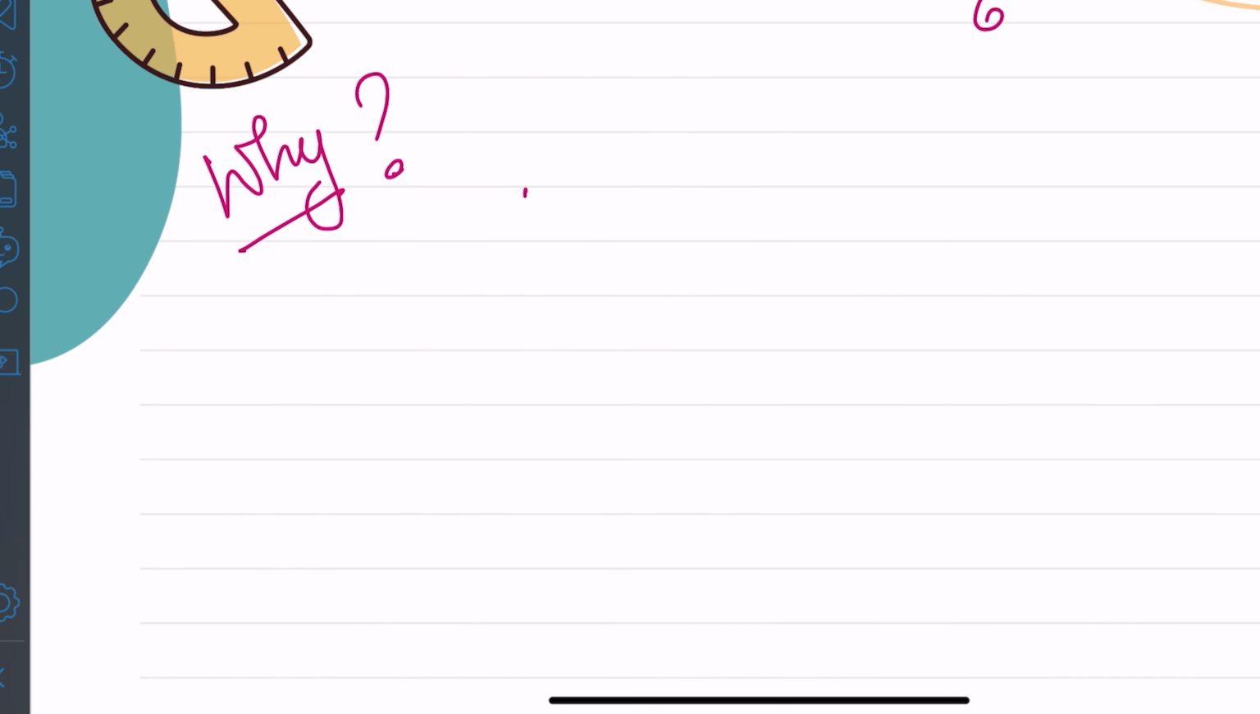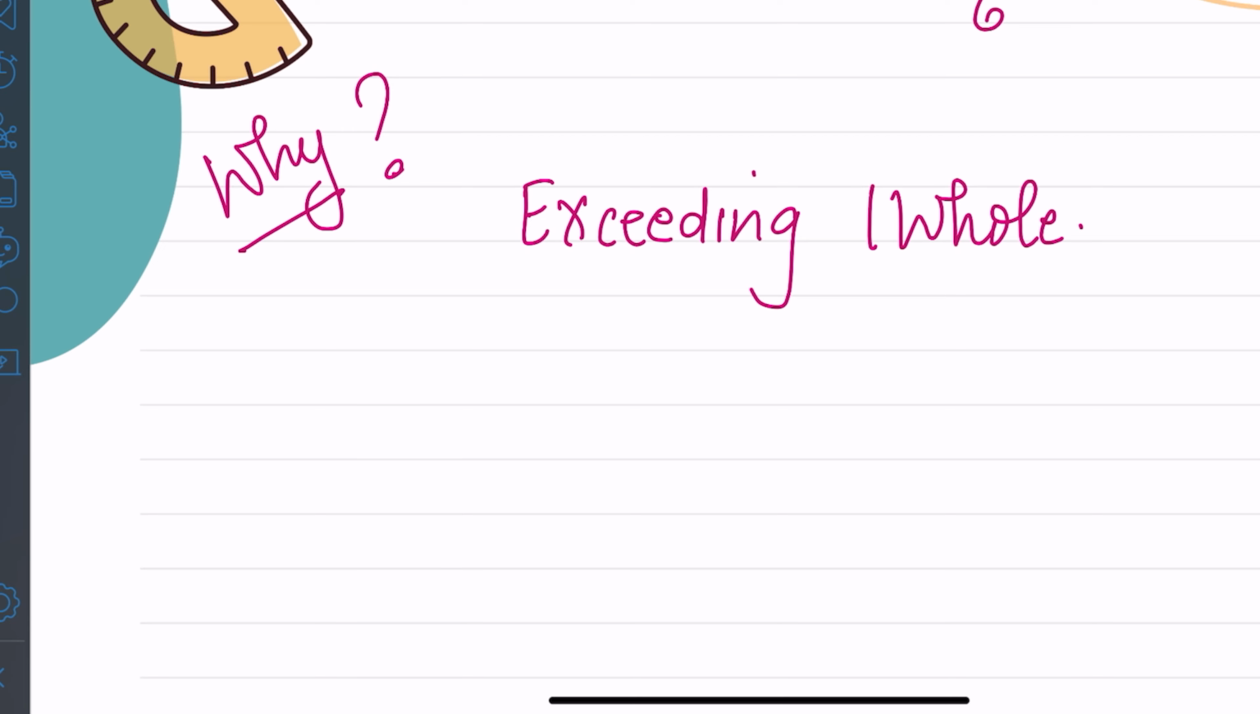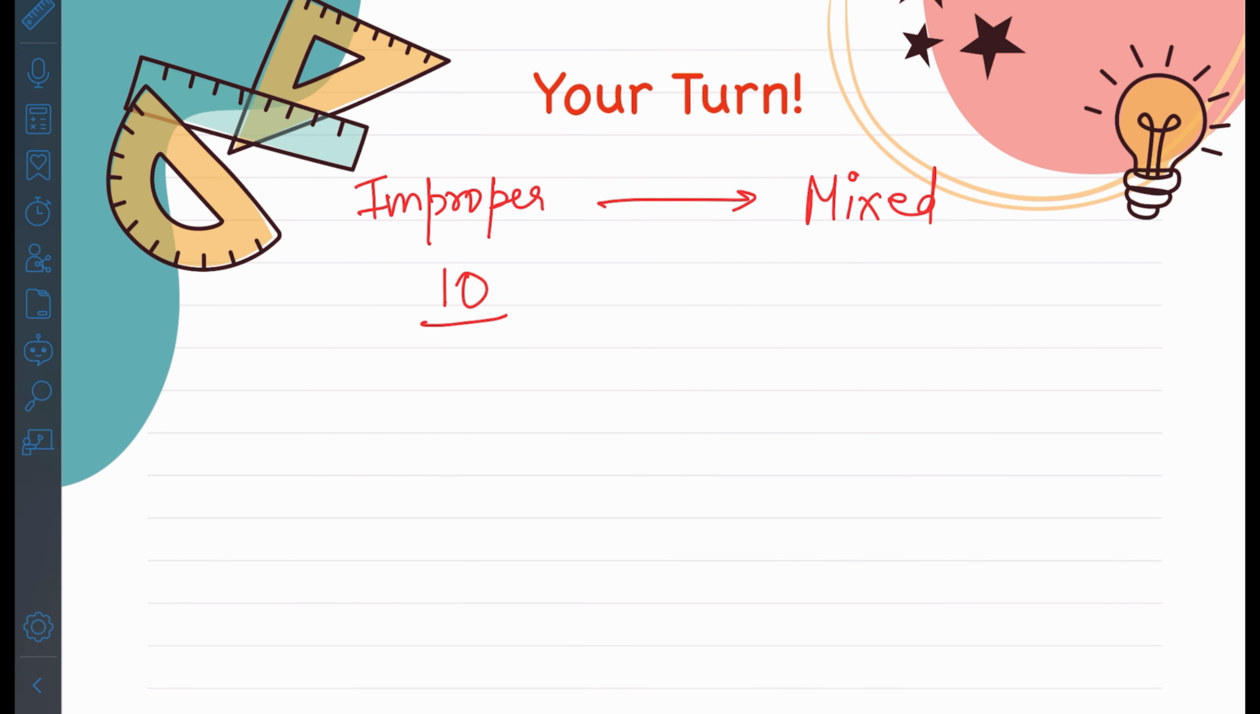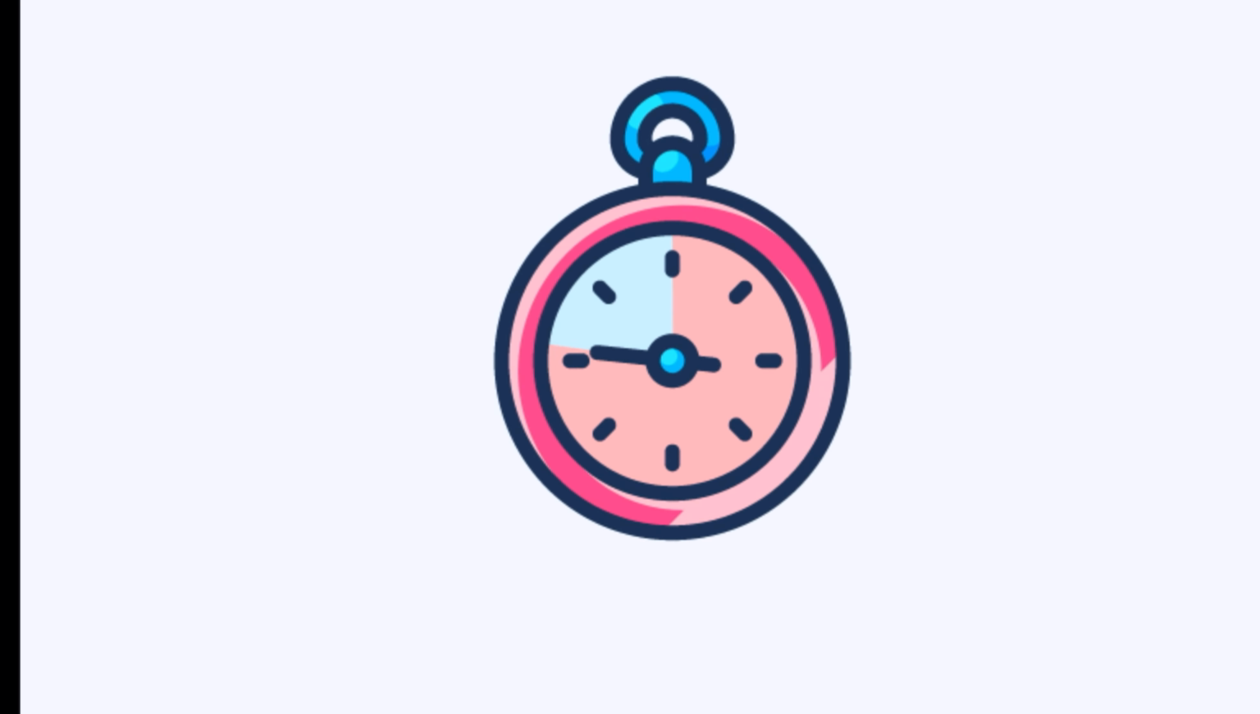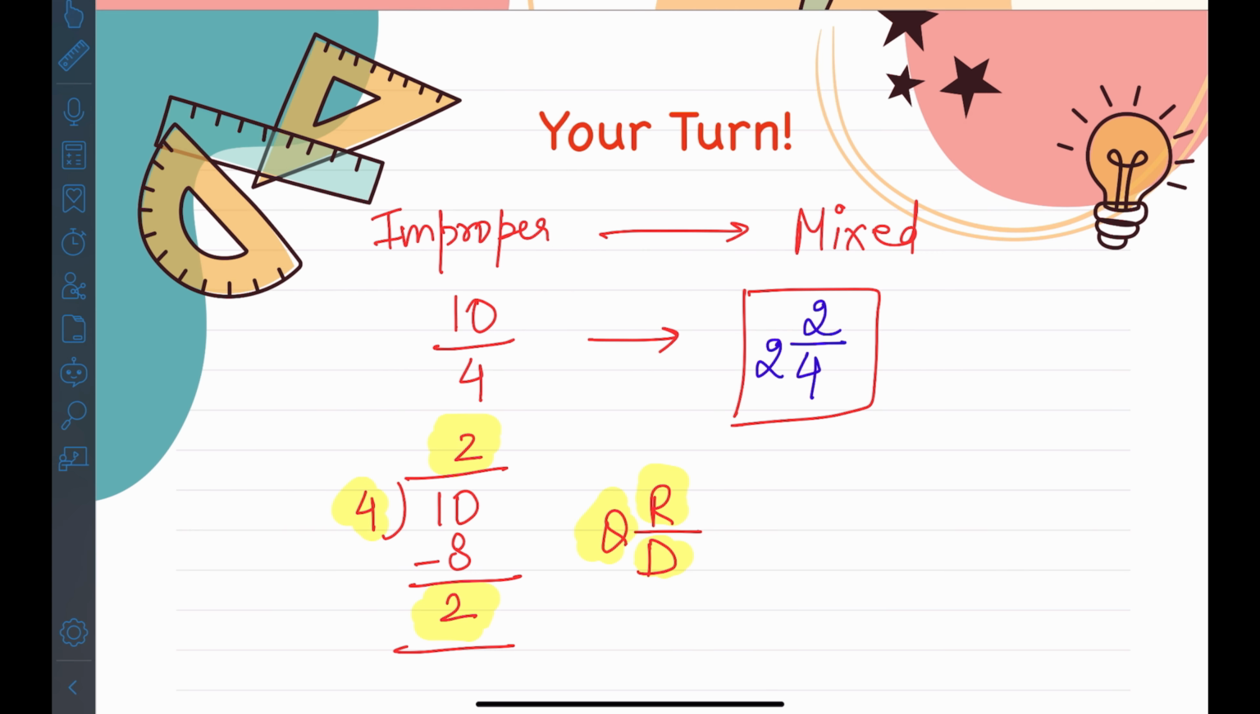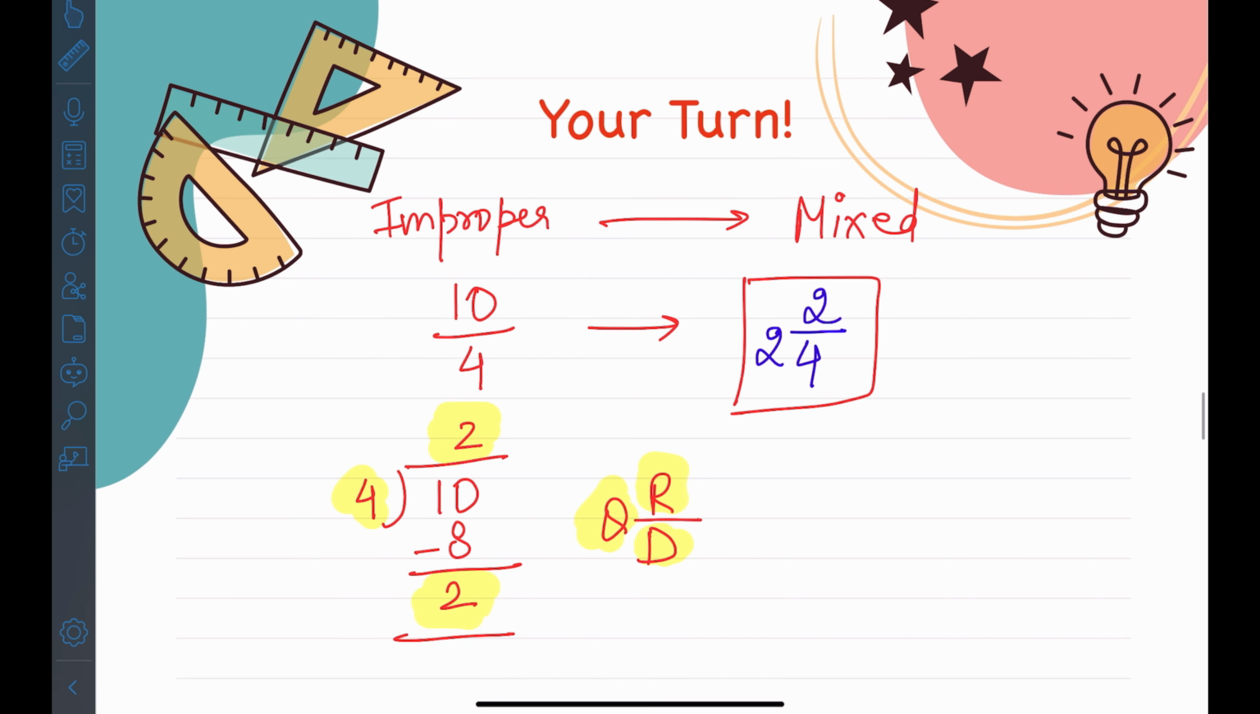But why are these improper fractions converted to mixed fractions? Because they are exceeding a whole. Alright, it's your turn now. Convert 10 by 4 into a mixed fraction. You can pause the video and do your calculations. Here's the answer for you. Let me know in the comments below who all got it right.